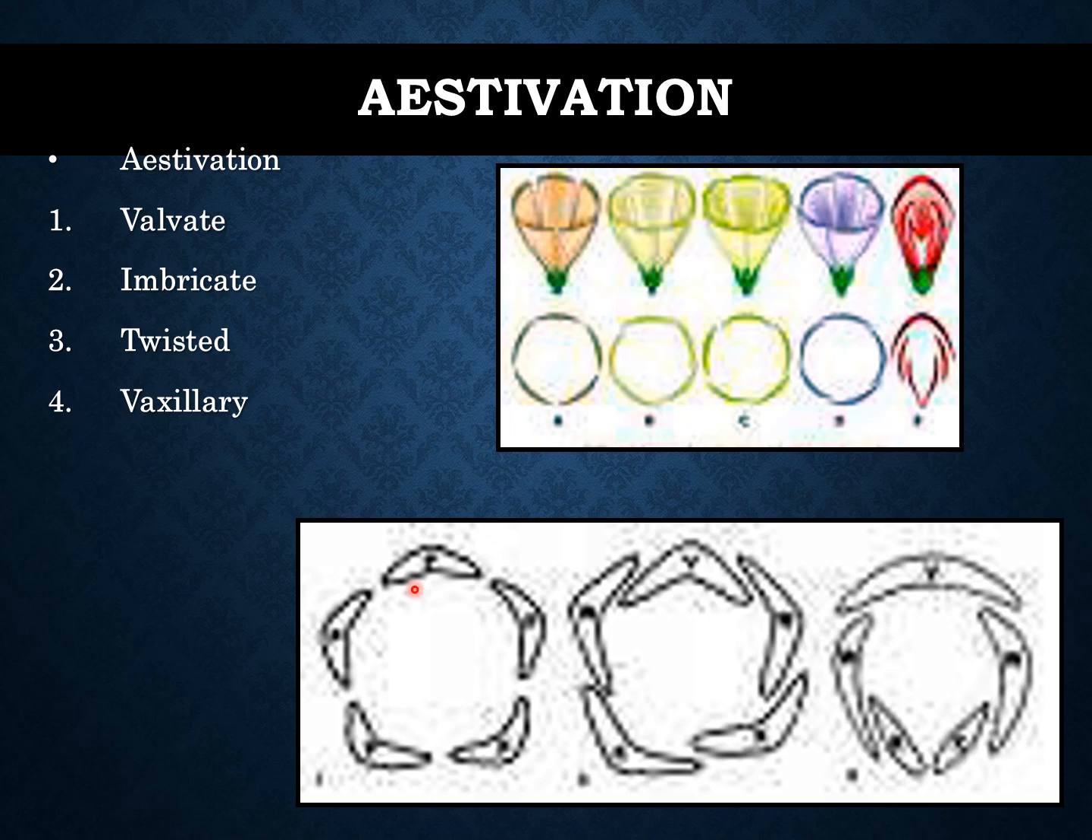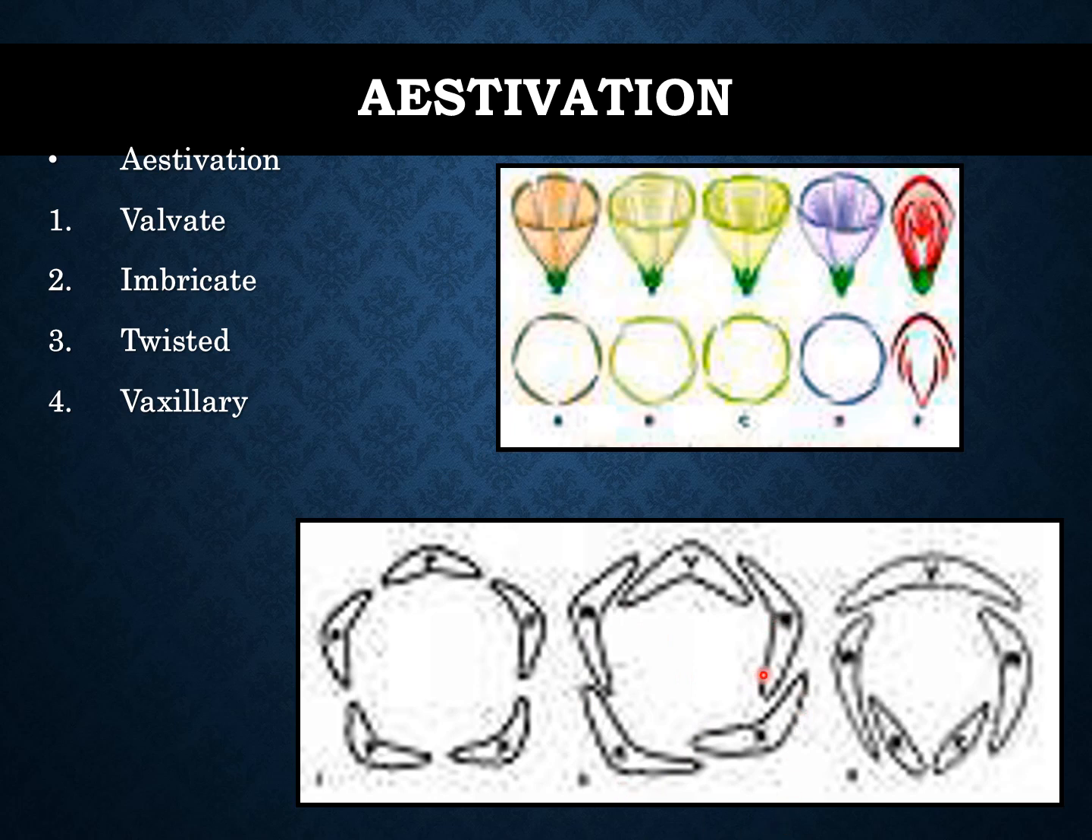So in aestivation, when the segments of calyx or corolla are so placed that their edges touch each other and do not overlap, it is called valvate aestivation. When the margin of each sepal overlaps the next one, it is said to be twisted, and it is also called contorted. One margin of the sepals or petals overlaps that of the next one, and the next margin overlaps the third one, which is called twisted or contorted.